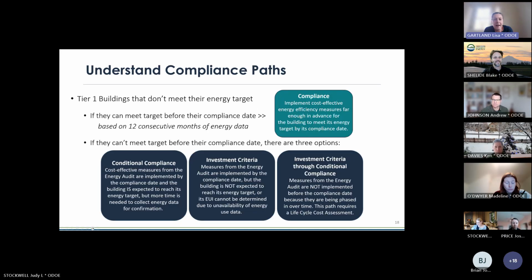So the 3 paths, if you don't meet your target before the compliance date: conditional compliance says, I did my energy audit and we're implementing measures. We've implemented all our measures before the compliance date, and we think we're going to meet our target, but we need 12 months of data to collect. So we need some more time. So that's conditional compliance. The investment criteria is, we did our energy audit by the compliance date. We came up with a bunch of measures, but those measures are not enough to bump us down below our energy target. And that's going to be the case for a lot of buildings.